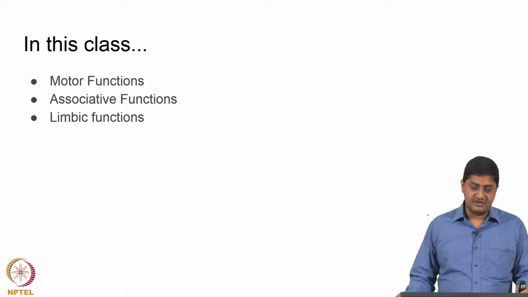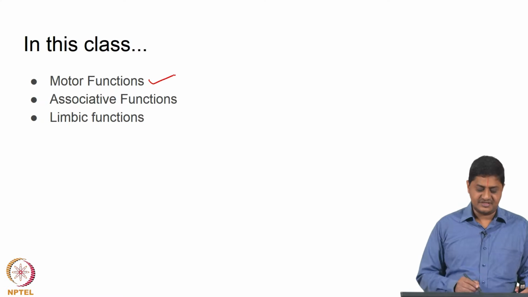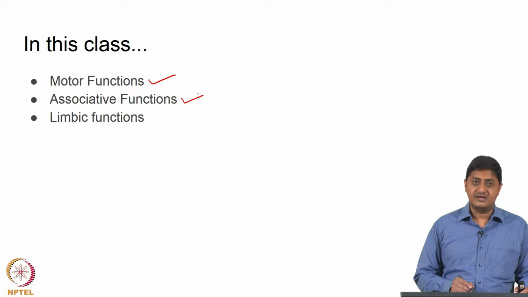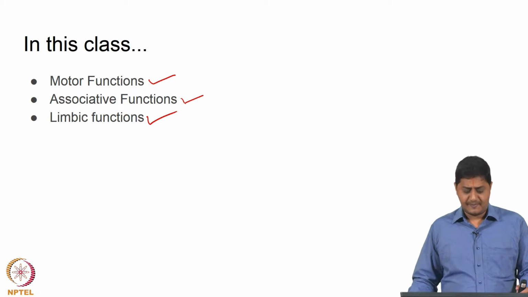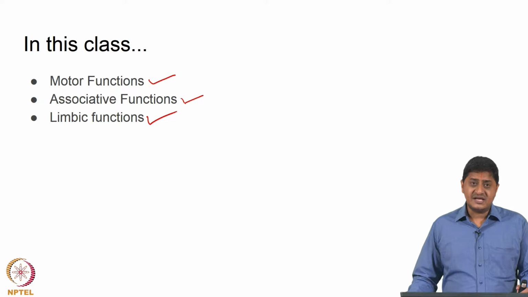So, in today's class, we will be discussing motor functions of the basal ganglia, the associative or executive decision making related functions of basal ganglia, and the limbic functions of the basal ganglia. Note that basal ganglia is traditionally considered a motor nucleus of the brain. For a long time it was believed that basal ganglia is essentially a motor organ, related to motor function. This is because basal ganglia dysfunction essentially caused several motor problems that were readily observable.